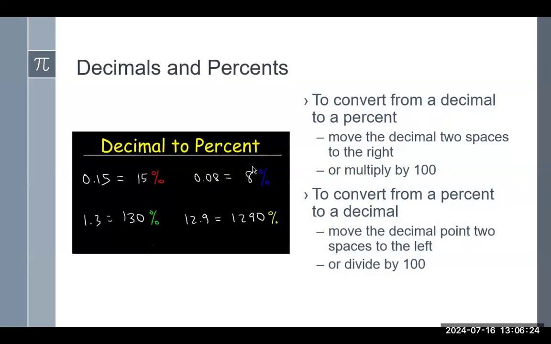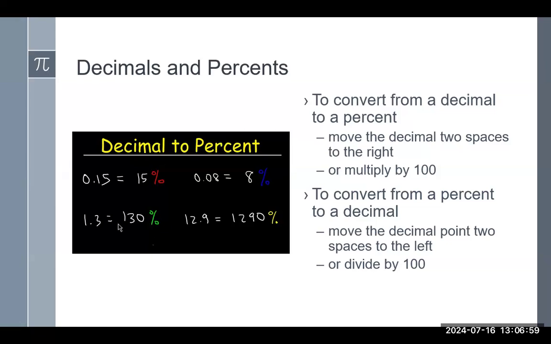Now, if you want to convert a decimal to a percent, just move the decimal 2 places to the right, or multiply by 100. See here, we have 0.15. To get that into a percent, you just take this decimal point right here and move it 2 places to the right. 1, 2. Now we have 15. Or you can multiply by 100. Now we have 0.08. Move it 2 places to the right. Now we have 8%.